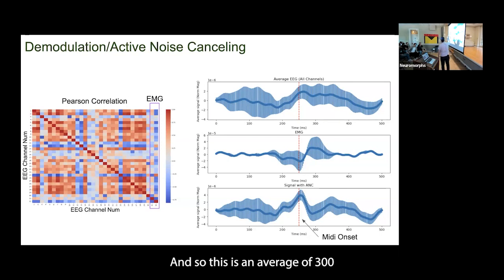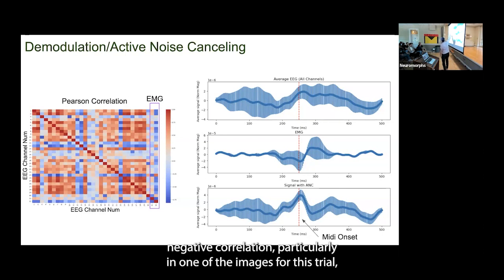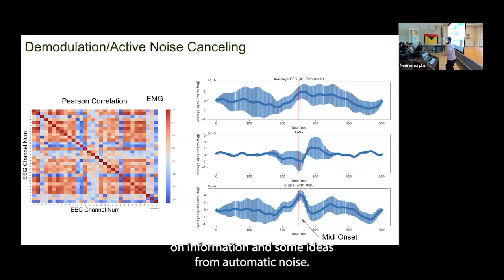And so, this is an average of like 300 media events where someone has moved their arm to an immediate button. And we made the observation that there was a strong negative correlation, particularly in one of the EMGs for this trial. And so using that information and some ideas from automatic noise cancellation, the idea is the top graph is all the EEG channels averaged together.